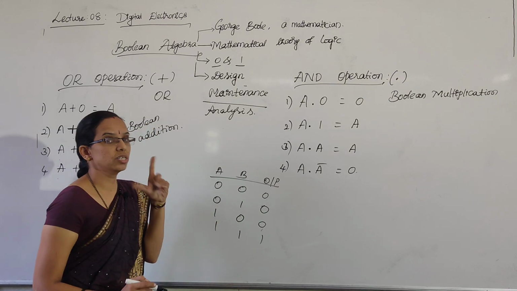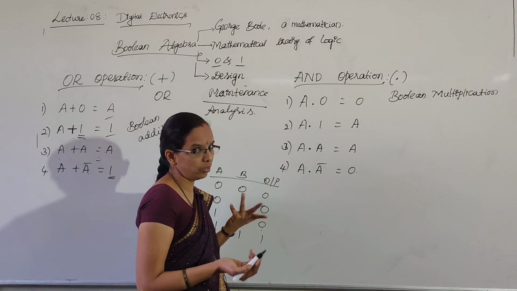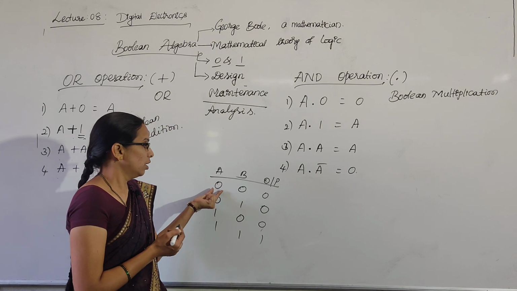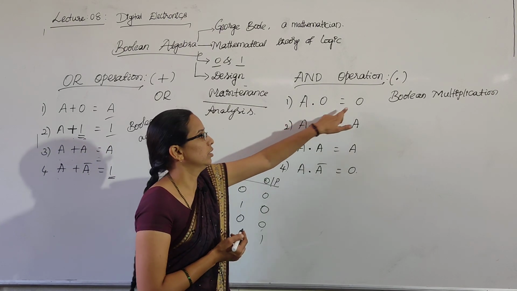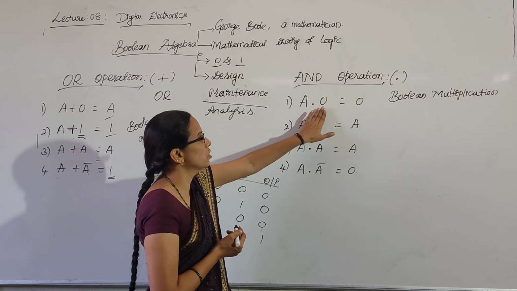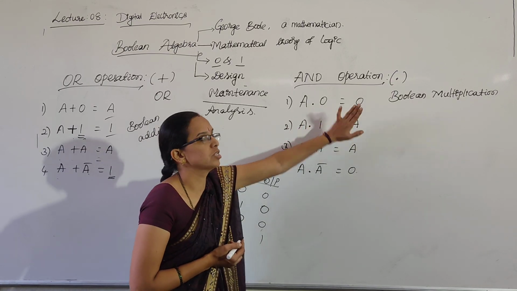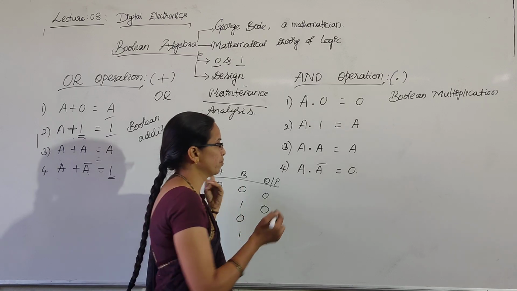Any one switch is open, in the sense current will not flow, that we have observed. So in an AND gate, if any one input is 0, the output will be 0. In multiplication also, anything multiplied by 0 will be 0. You can remember it easily.